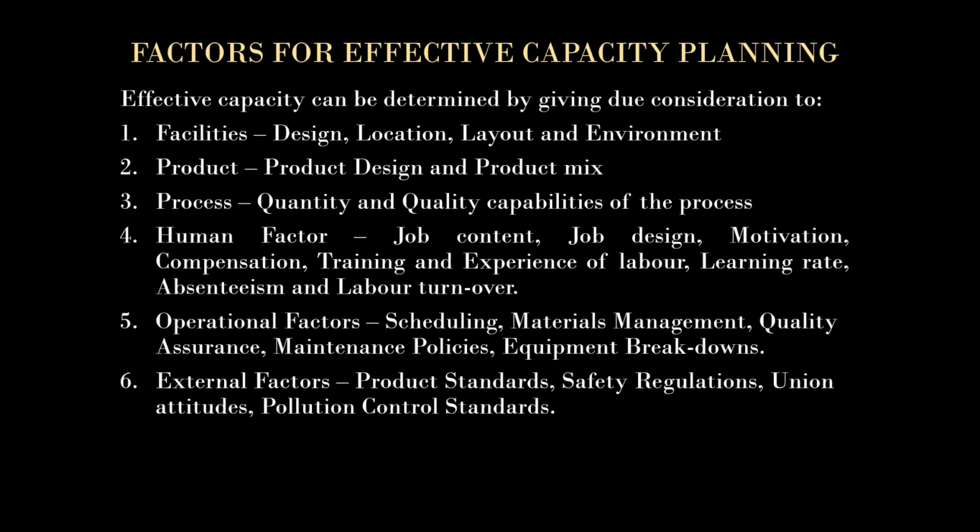And coming to the factors for effective capacity planning, if you want to carry out the capacity planning in a more effective manner, what factors do we have to consider? First one is facilities. In facilities, there are design, location, layout and environment. Now, how the design of the product or process will influence the capacity planning, how the location influences the capacity planning, how layout will influence the capacity planning, and the environment. So these are the factors from the facilities point of view, because capacity planning involves not only identifying the required human resource, it also involves identification of the type and capacity of different machinery, equipment, tools and so on.